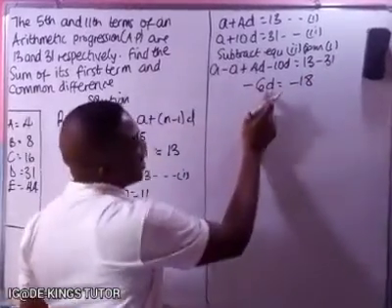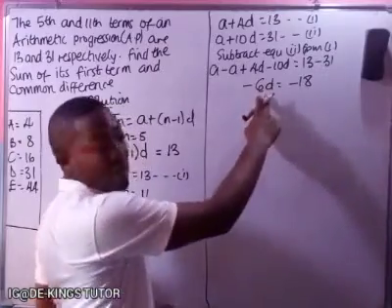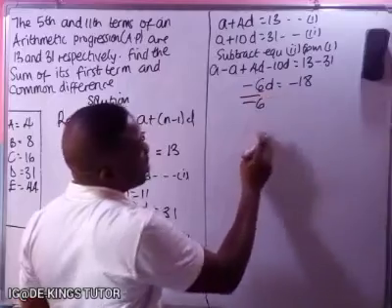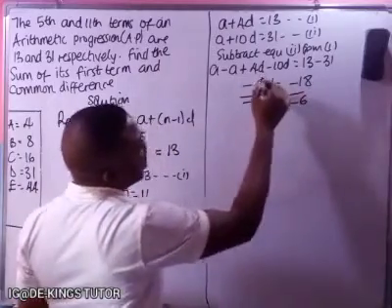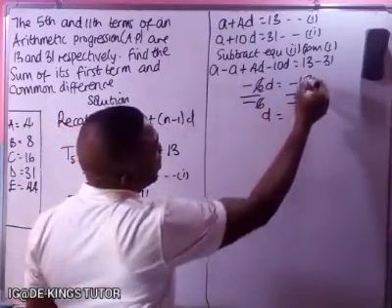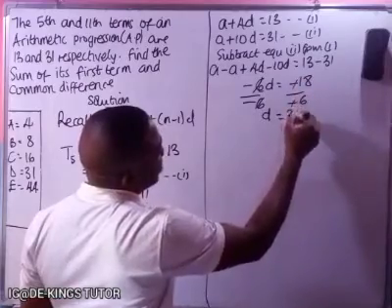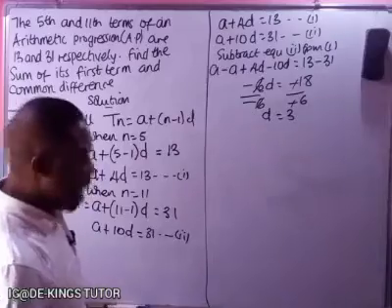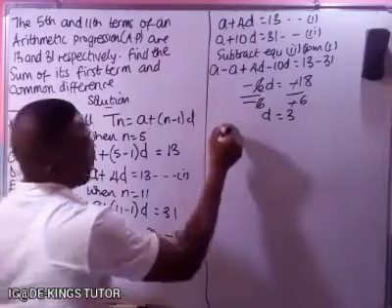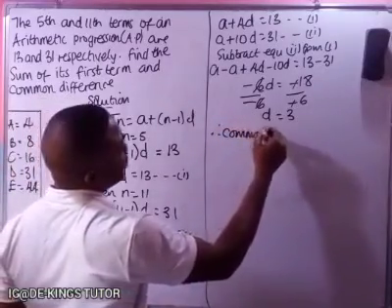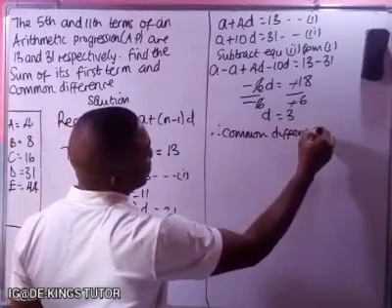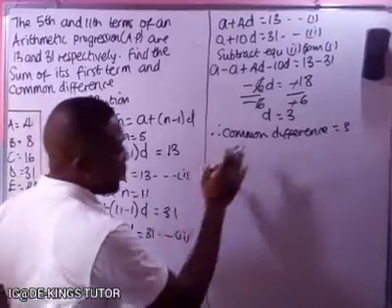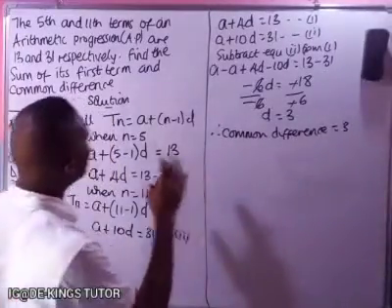Okay, now I want to get d. Now how do we get d, which is the common difference? We divide both sides by the coefficient of d, which is minus 6. So this cancels this, and my d is now 18 divided by 6, which is 3. Now that is the common difference. Therefore the common difference is equal to 3.